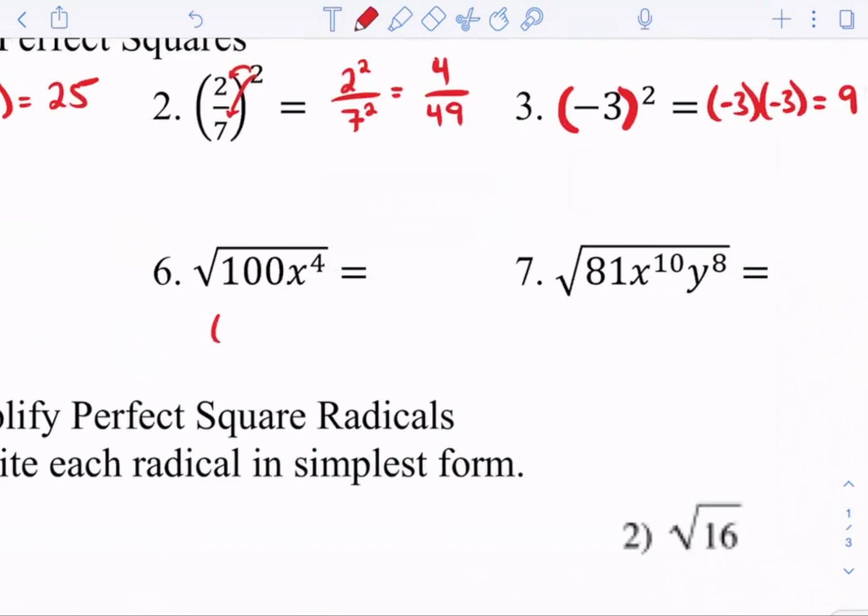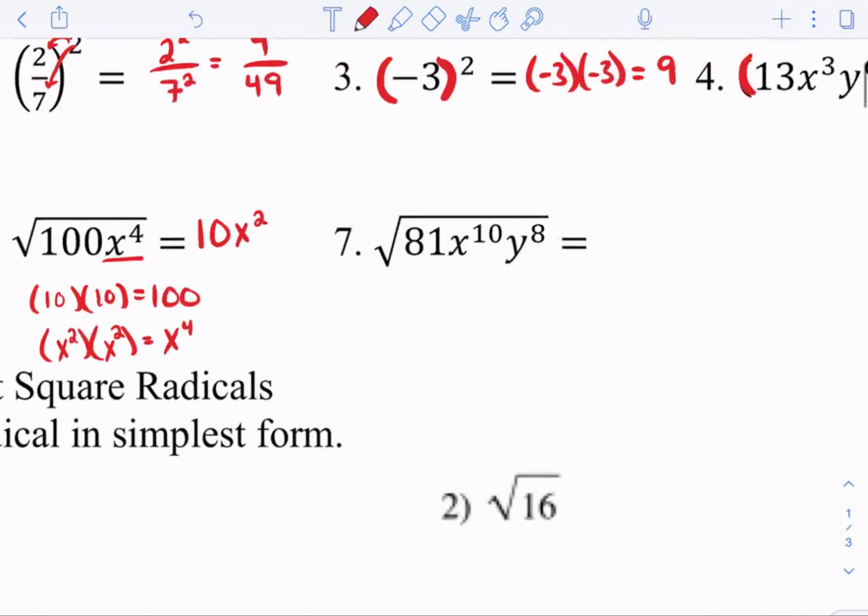Then coming over here, what number times itself will give you 100? And that answer is 10. I also have to focus on this right here. What variable times itself will give me x to the fourth? Now this is tricky because remember, when you multiply with the same base, what exponent do I need to have so that when I add it to itself, I get 4? So that would be 2 plus 2. So the square root of x to the fourth is x squared.